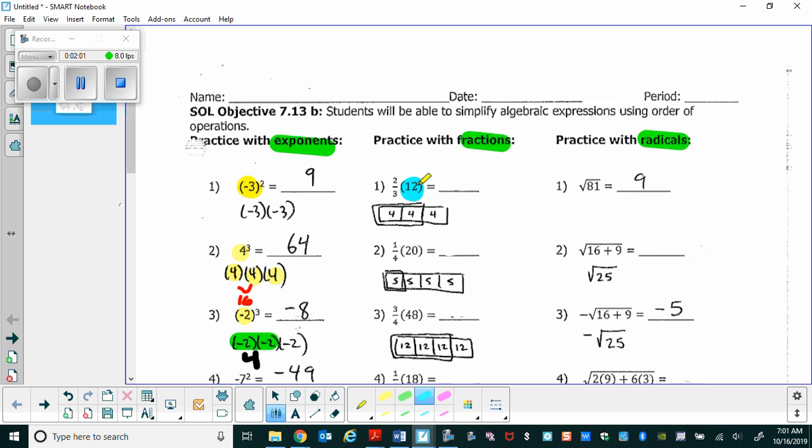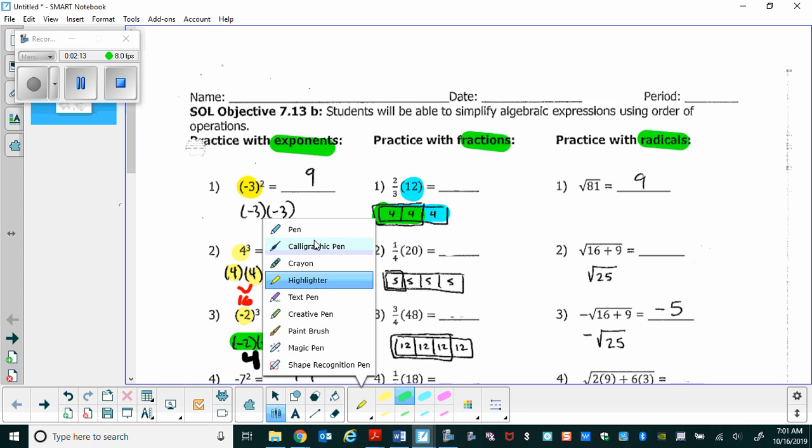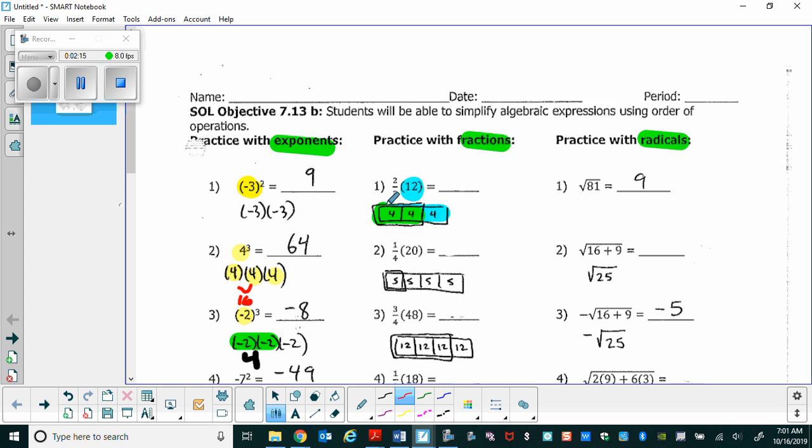So if we take 12, y'all, and break it up into 3 parts, that's right here. That's going to be a 4, a 4, and a 4. Now what we're going to do is take 2 of these sections. And so 4 plus 4, that's going to be 8. So 2 of our thirds would be 8.